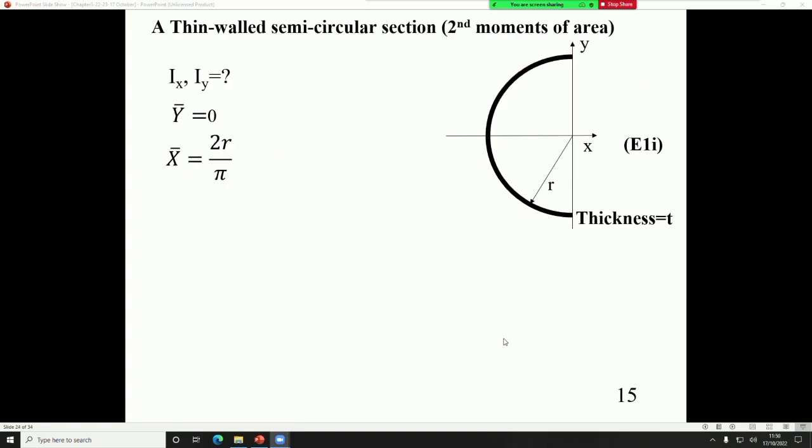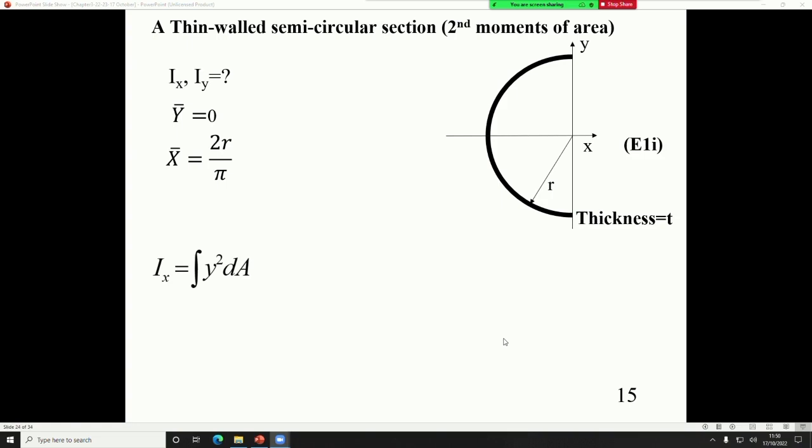The second moment of area, again, this could be an exam question. I might ask you to prove it in the exam. How to find the second moment of area of a semicircular section with respect to the x and y axis passing through the center of the circle. We already found x bar. So Ix, that is the definition of second moment of area.